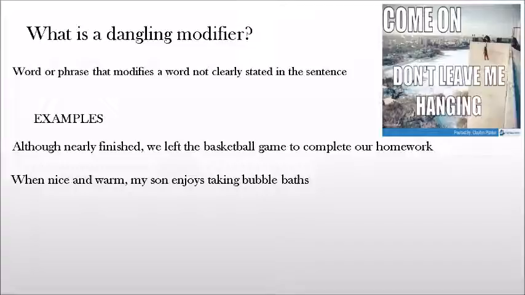The issues with these are, in the first one, we don't know who's nearly finished between we or the basketball game. The second, we don't know who's nice and warm, my son or the bubble bath. It's just unclear. That's why it says not clearly stated. So how do you go about solving it?